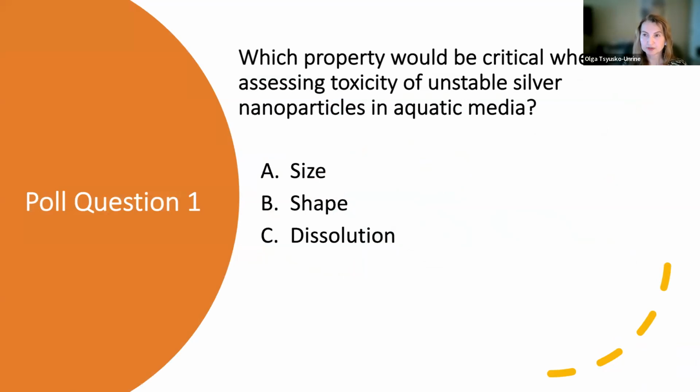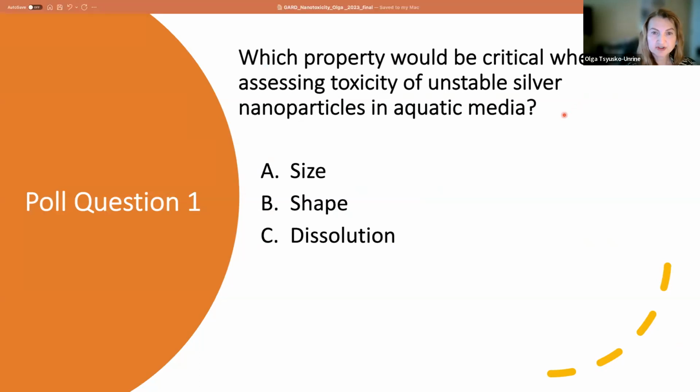So Chelsea, if you can put up the poll. The next poll, basically: which property do you think would be critical when assessing toxicity of unstable silver nanoparticles in aquatic media?